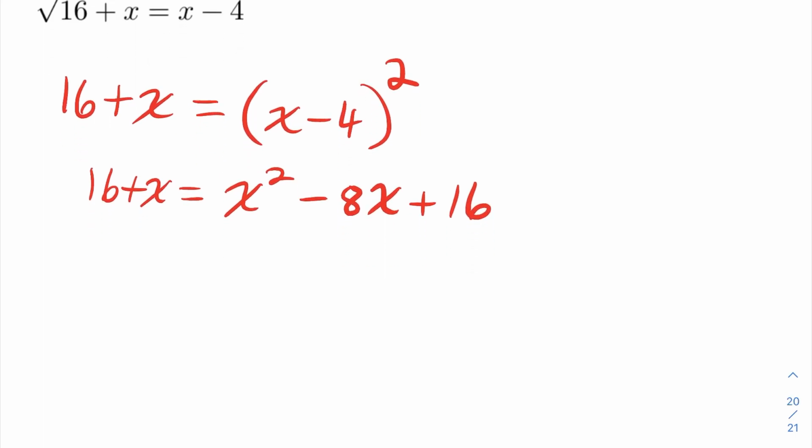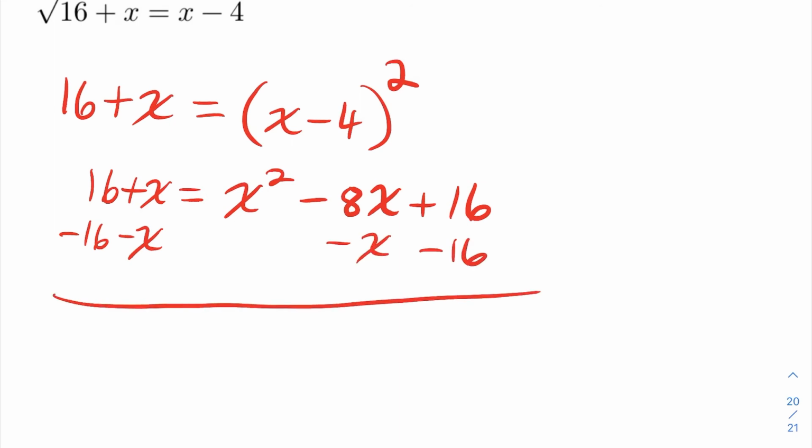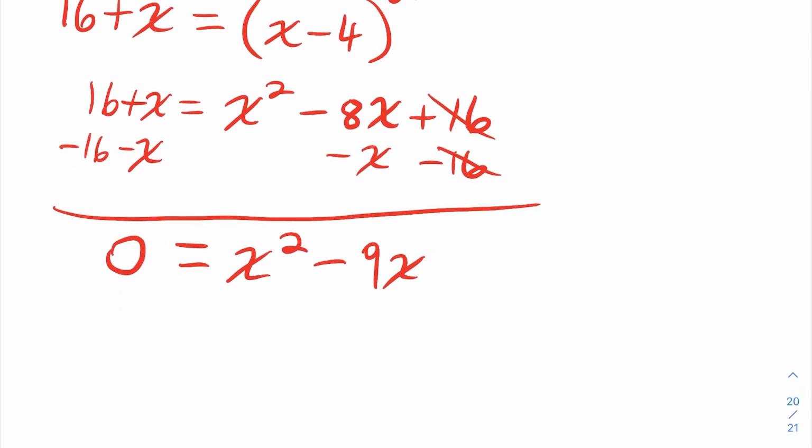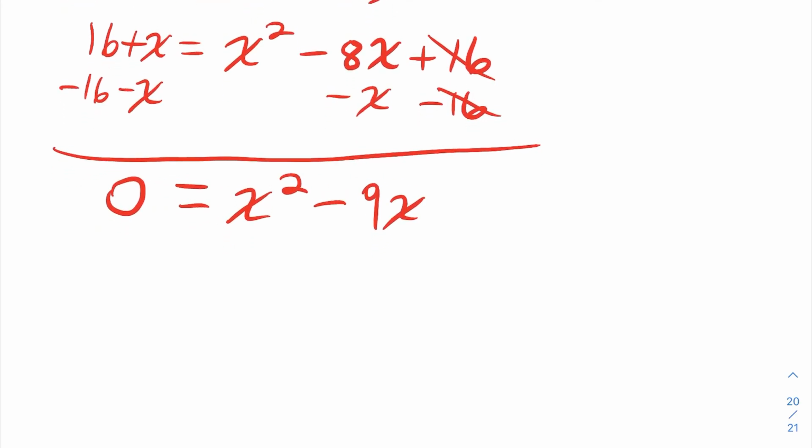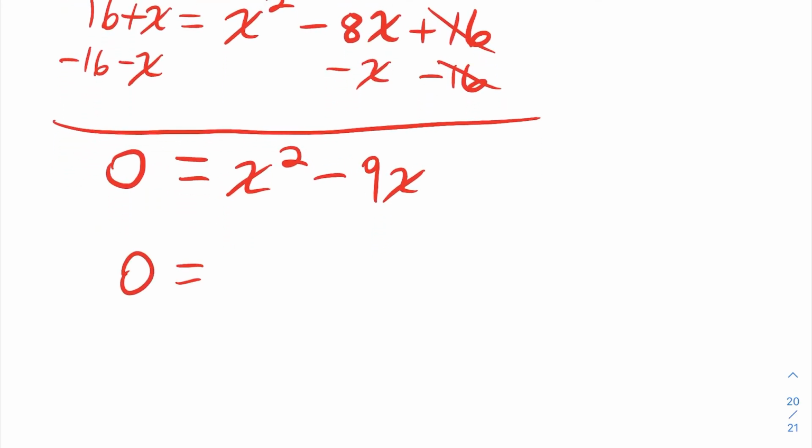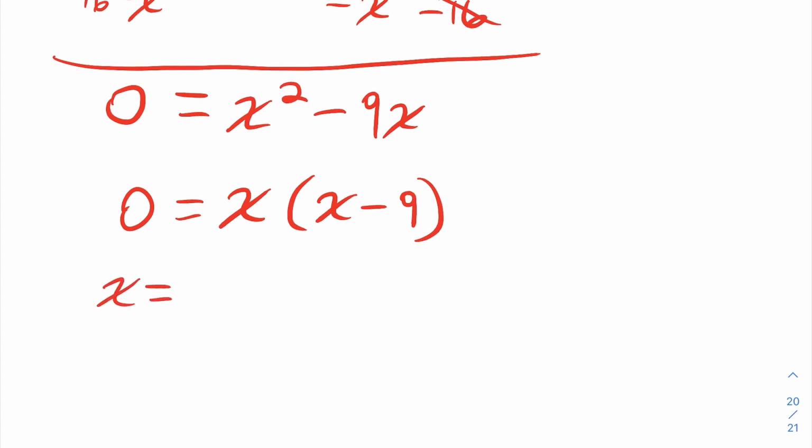Then I go through and I need to put it in standard form because it's a quadratic equation. So I subtract the 16 and subtract the x. On the left hand side, it leaves a 0. On the right hand side, I'll get x squared minus 9x. And then it's just a matter of finding the solutions to that equation. Well, I can factor out an x because x is the GCF, and I'm left with x minus 9, which gives me two solutions. x is equal to 0 and x is equal to 9.